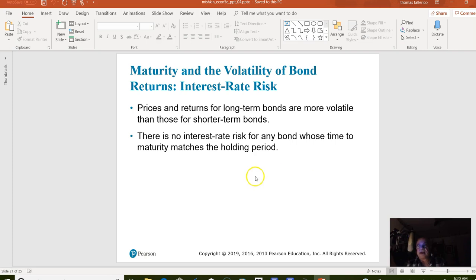All right, so if you hold the bond to maturity, you don't have to worry about interest rate risk because you're going to get the money back and you're going to get the constant coupons, so there is none.